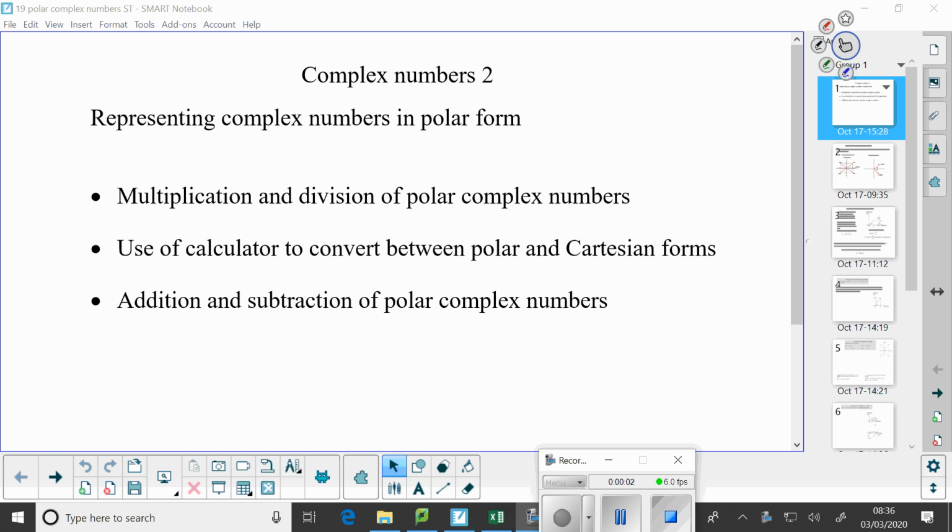Last week we covered rectangular or Cartesian complex numbers. So this week we're going to do complex numbers in polar form. We're going to look at how we represent them in polar form, multiplication, division, use of calculator to convert between the two forms, and addition and subtraction of polar complex numbers.